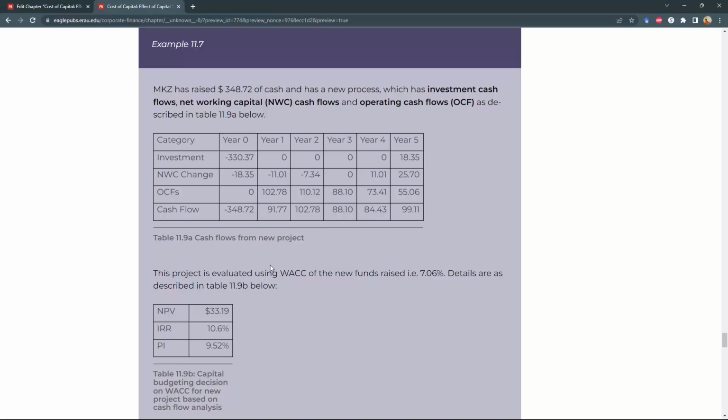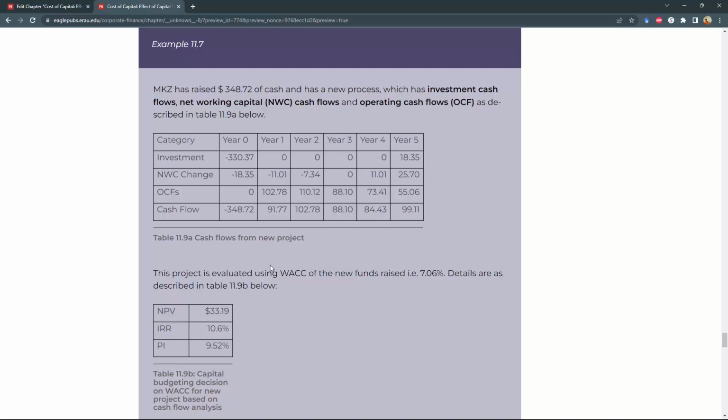The project is evaluated using the WACC of new funds raised, i.e. 7.06%. Now, let us just ignore for a minute the cash flows linked with the financing activities. Just focus on investment, net working capital, and operating cash flow for a minute, and analyze this project using that capital cost, so the cost of WACC.